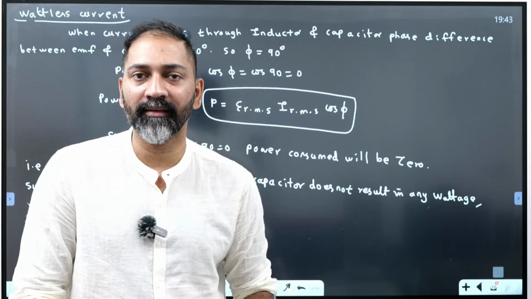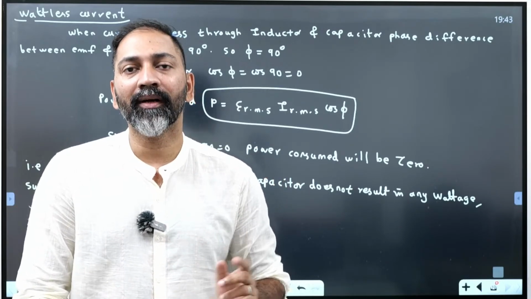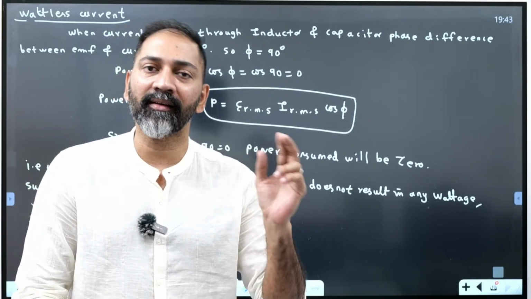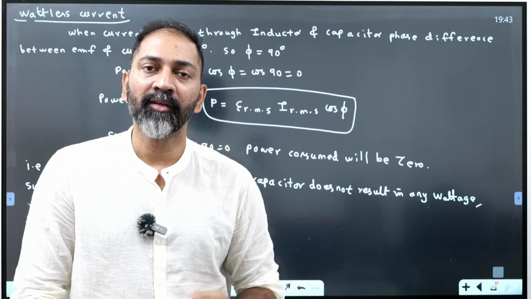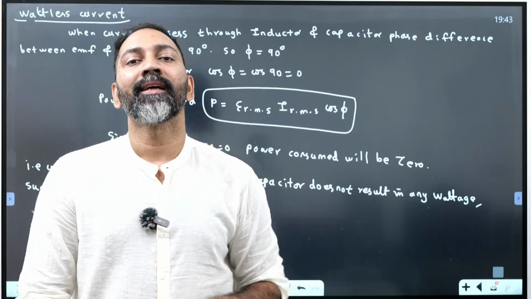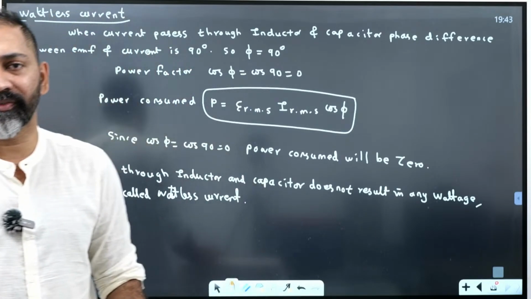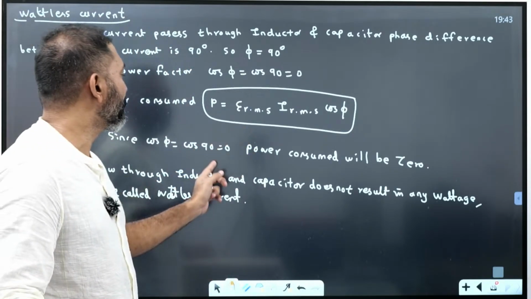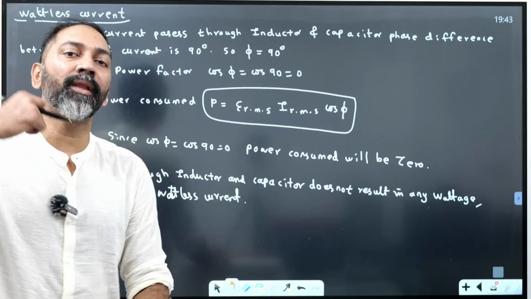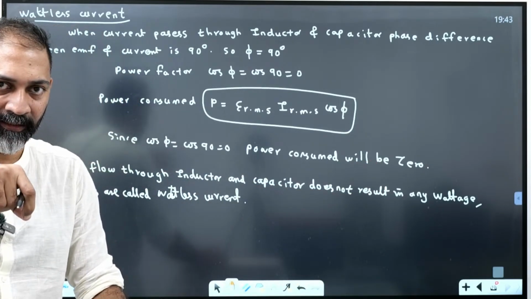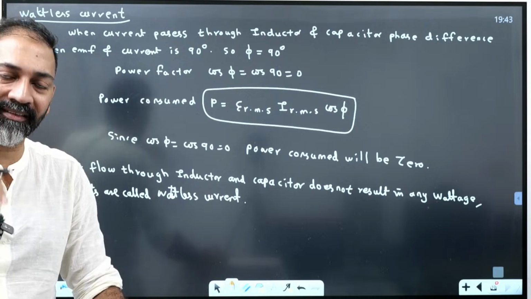90 degree. So what is power factor? Power factor is cos phi. Cos phi is what? Cos 90, that is 0. So what is power consumed? ERMS, IRMS, cos phi. Here cos 90 is what? 0. So power consumed will be what? 0. So what is the unit of power? Watt. So what happens in inductor and capacitor?